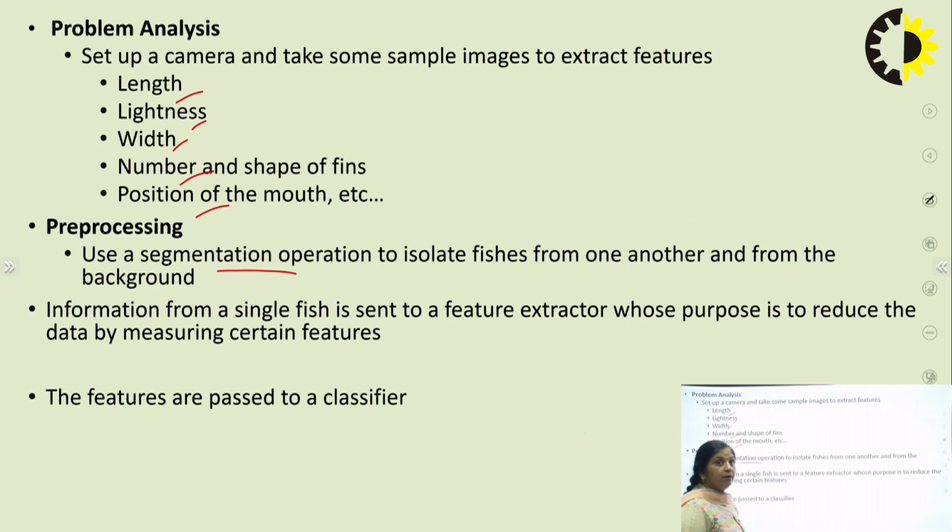Okay. Now, firstly, we have set up the camera and taken the images. Now we have segmented the images, and we have a single fish segment. Information from a single fish is sent to the feature extractor, whose purpose is to reduce the data by measuring certain features. So the information of the single fish is sent. Now we will measure the features, and these features that we decide on will be passed to the classifier.